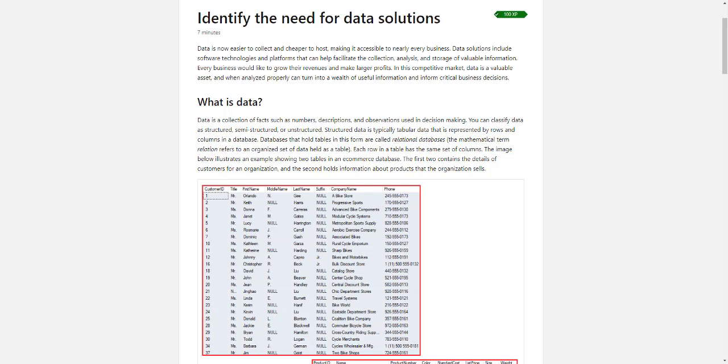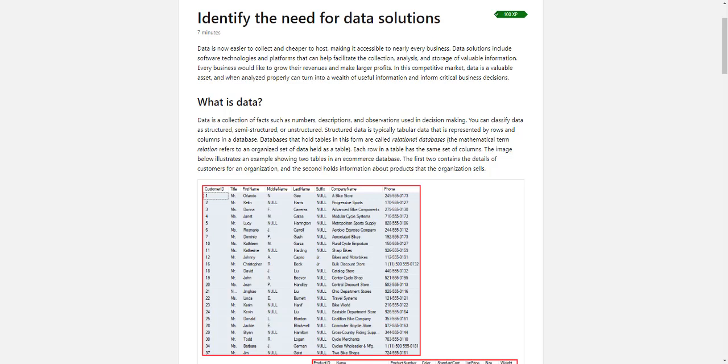So what is data? Data is a collection of facts such as numbers, descriptions, and observations used in decision making. You can classify data as structured, semi-structured, or unstructured. Structured data is typically tabular data that is represented by rows and columns in a database, similar to a spreadsheet. Databases that hold tables in this form are called relational databases. The mathematical term relation refers to an organised set of data held as a table.